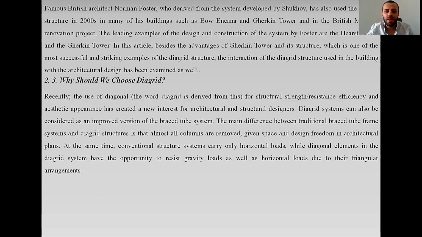Diagrid systems can also be considered an improved version of the braced tube system. The main difference between traditional braced tube frame systems and Diagrid structures is that almost all columns are removed, giving space and design freedom in architectural plans. At the same time, conventional structural systems carry only horizontal loads, while diagonal elements in the Diagrid system have the opportunity to resist gravity loads as well as horizontal loads due to their triangular arrangements.